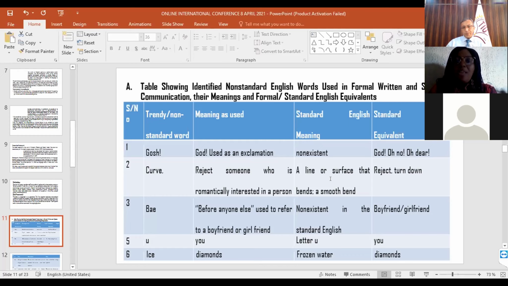So what is the equivalent there, of course, is the pronoun you. Then we also have eyes. If I talk about eyes in the standard English variety, and in informal communication, I'll be using that to refer to frozen water. I wouldn't be using that to refer to diamonds. But then, of course, it was used to refer to diamonds in the context within which it was used. And of course, diamonds is still the standard English equivalent.